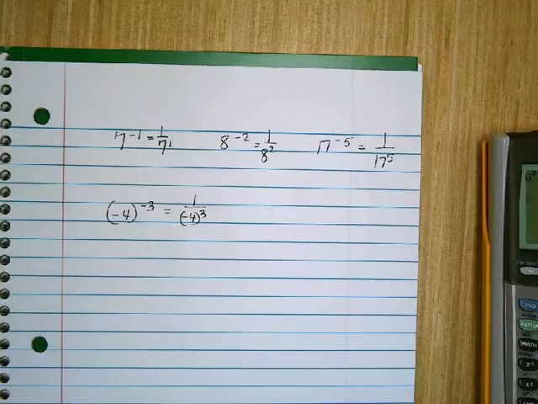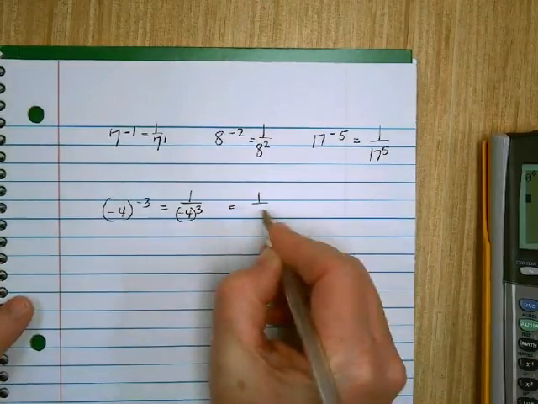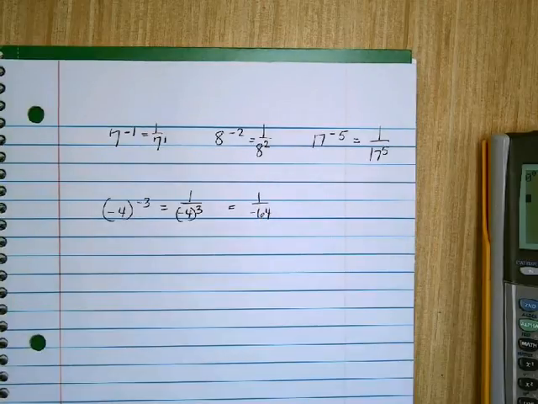Anybody got a question about that? Comment? Now, what do you do when you have negative 4 raised to the 3rd power? What does that really mean? Negative 4 times negative 4 times negative 4. Which is what kind of number? Negative 64. Okay?